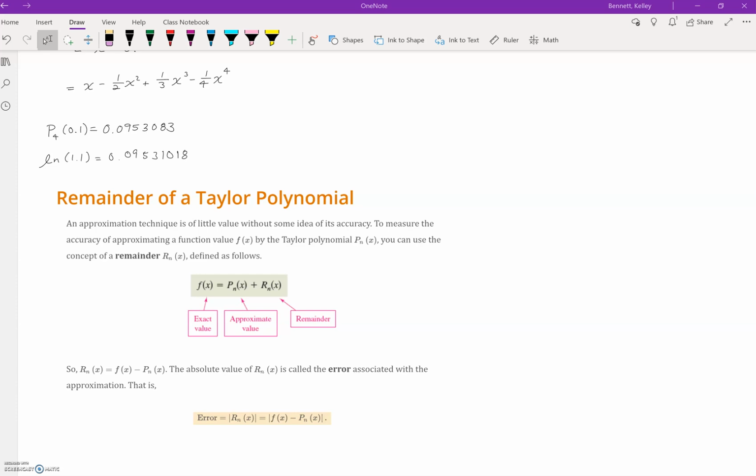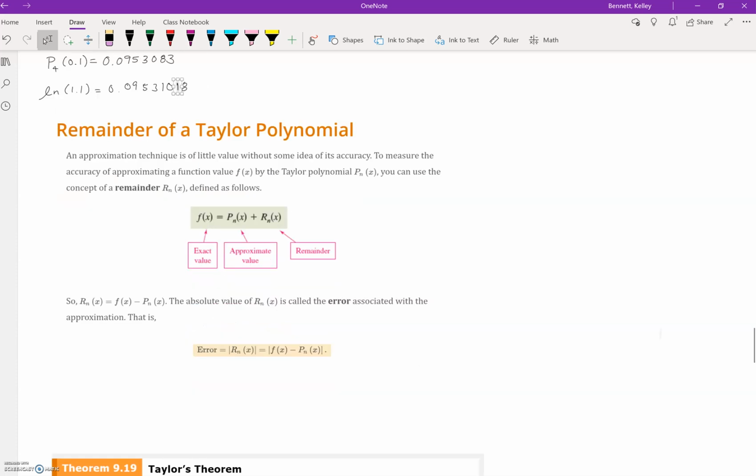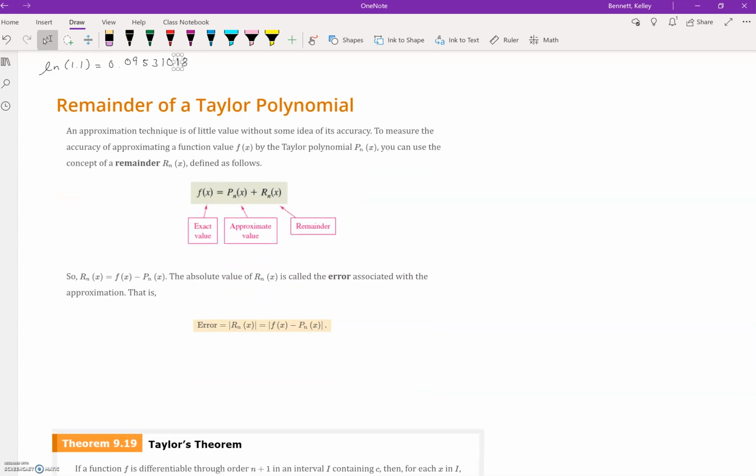So the last topic we're going to cover today is the remainder of a Taylor polynomial. If you think about the nth degree Taylor polynomial, that gets you close at a certain point, but there's still a little bit of variation or error if you were to compare it to the true value of the function. So you can think about the function as being the nth degree Taylor polynomial, p sub n of x, plus some sort of remainder or error value.